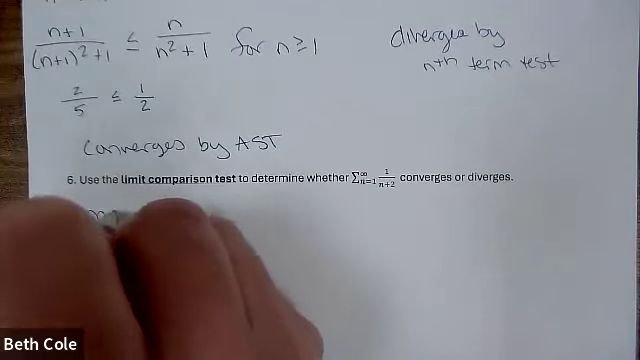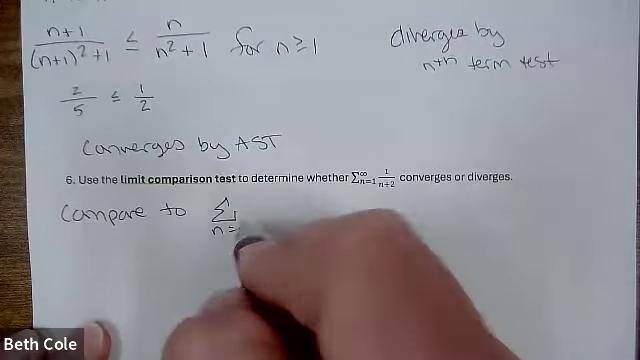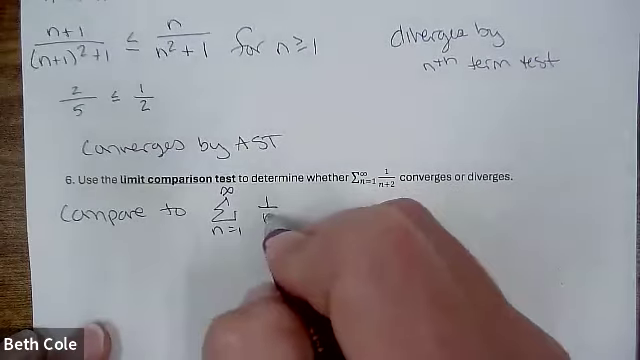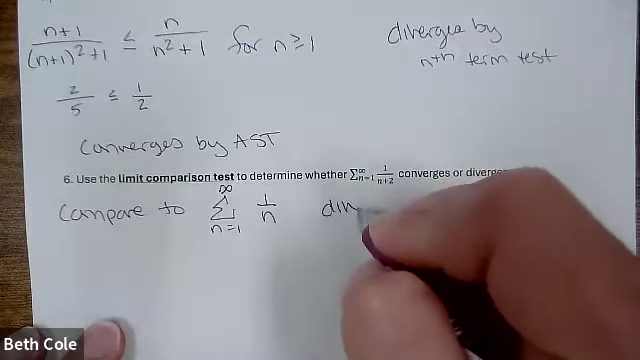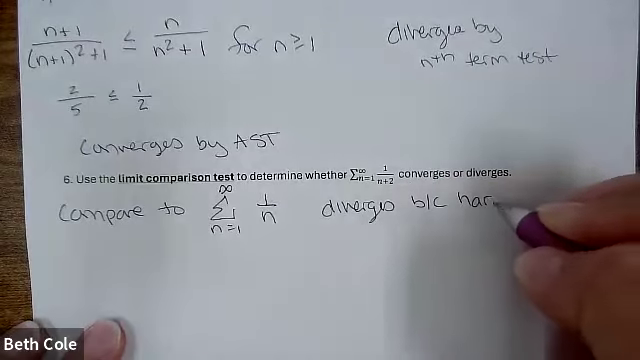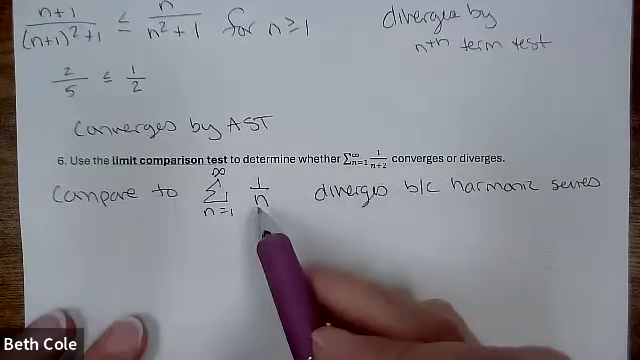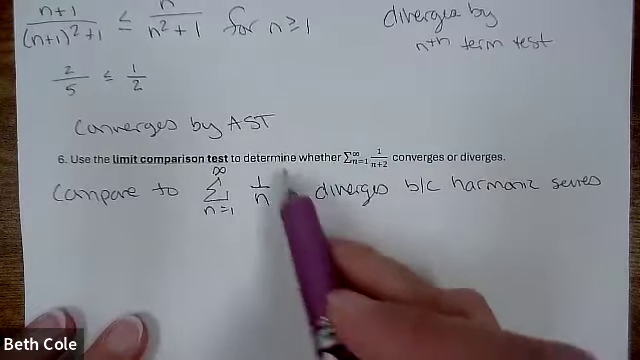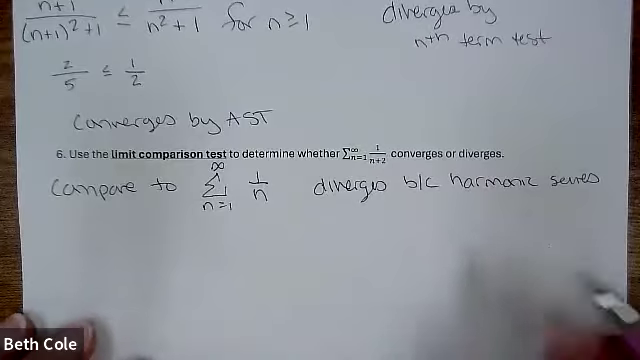So we're going to compare this series to another series that will be easier for us to talk about. And basically you just get rid of anything extra. So this diverges. So you can say 2 things for this. You can say diverges because harmonic series. Or you can say diverges because p equals 1, which is less than or equal to 1. But the harmonic series shows up a lot. And so this covers it if you want to do that.